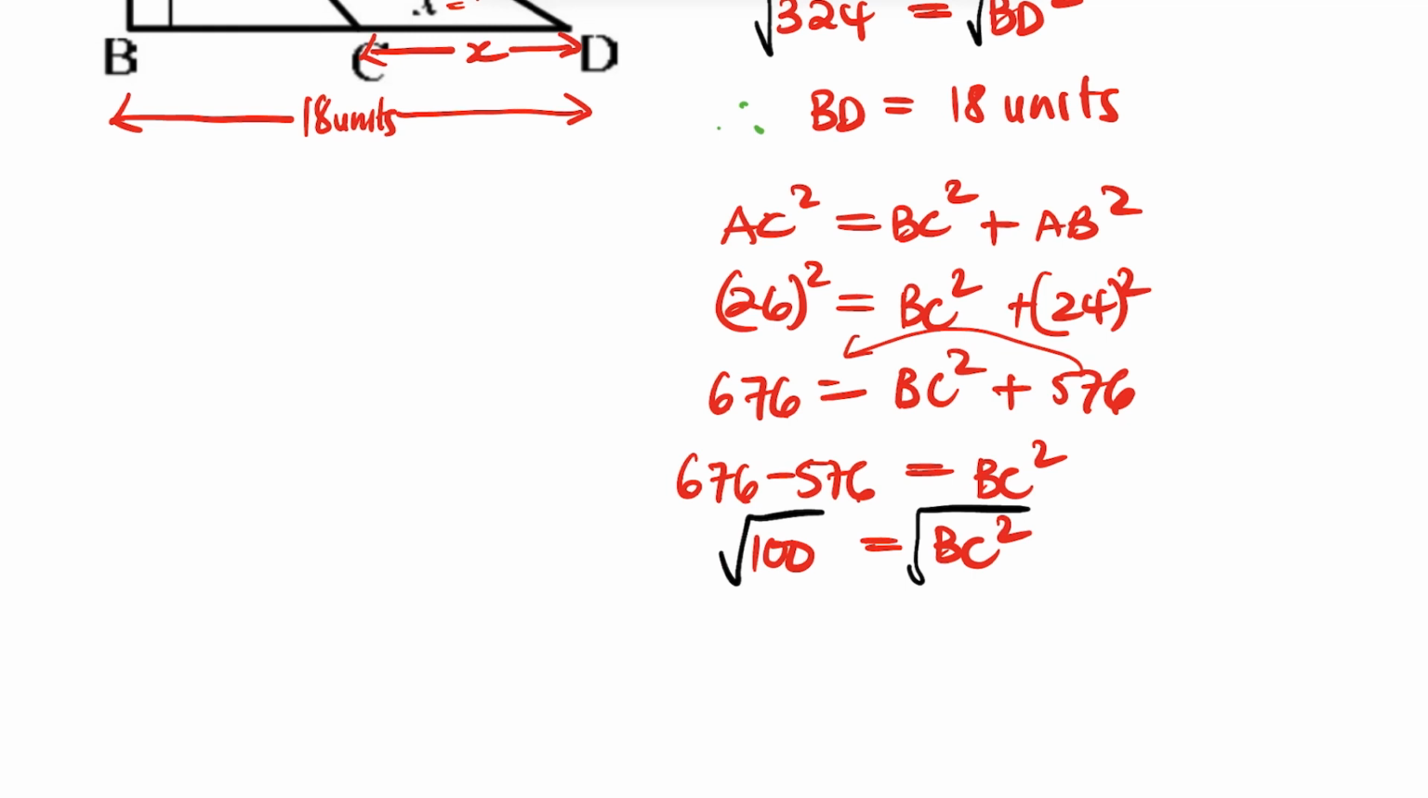So your answer here will be 100, BC square, and then we put the square root. We are looking for BC. So we'll say therefore BC is equal to what? Square root of 100 is what? It's 10. 10 what? Units. So it simply means that from here to here, it's 10 units.